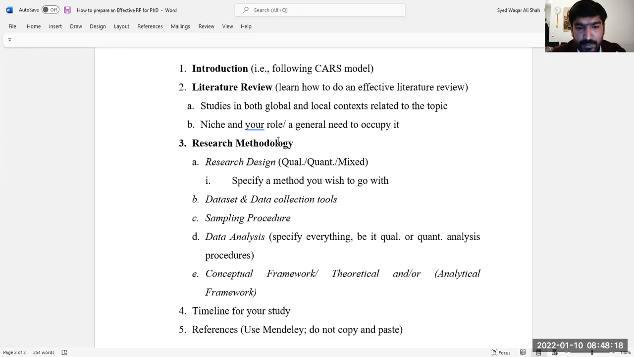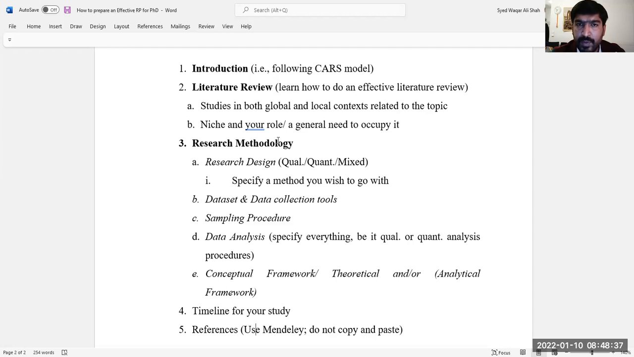So, apart from that, a conceptual framework is very important. A theoretical or analytical framework. Without a conceptual framework, your research plan is incomplete, I would say. It's completely empty. So always try to develop a complete conceptual framework for your study.